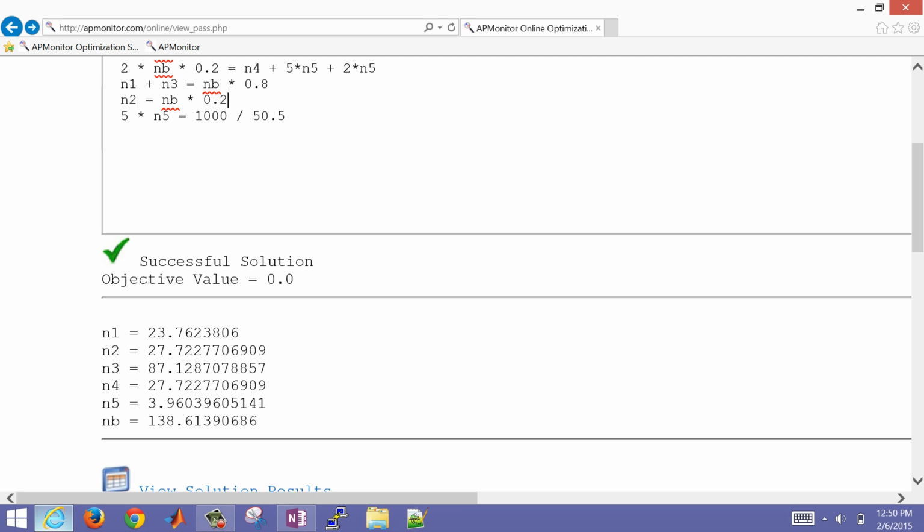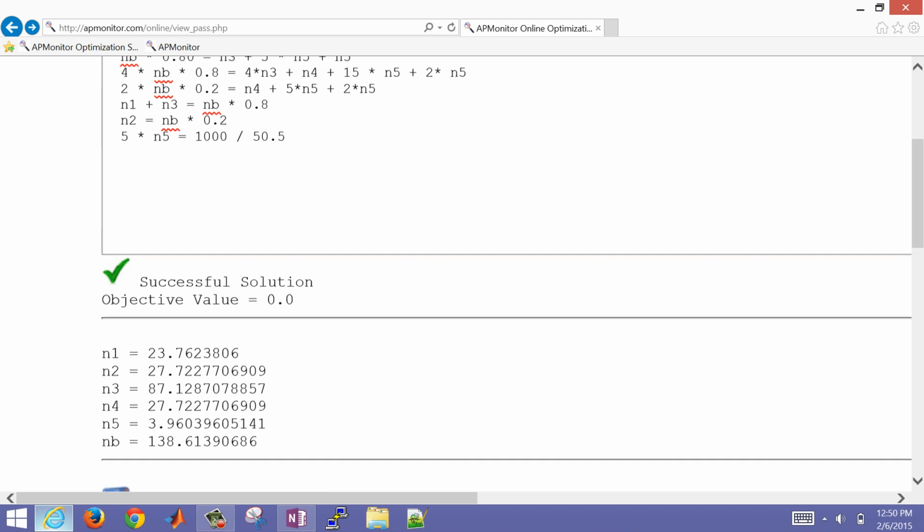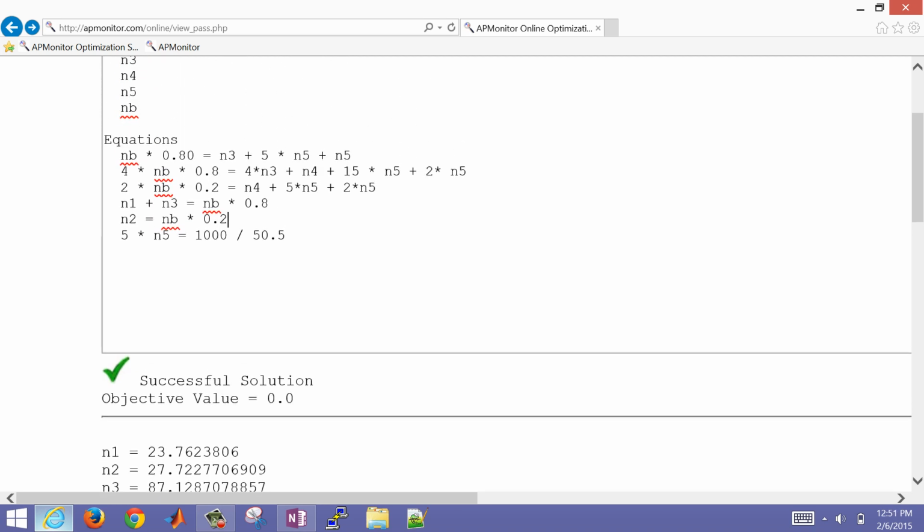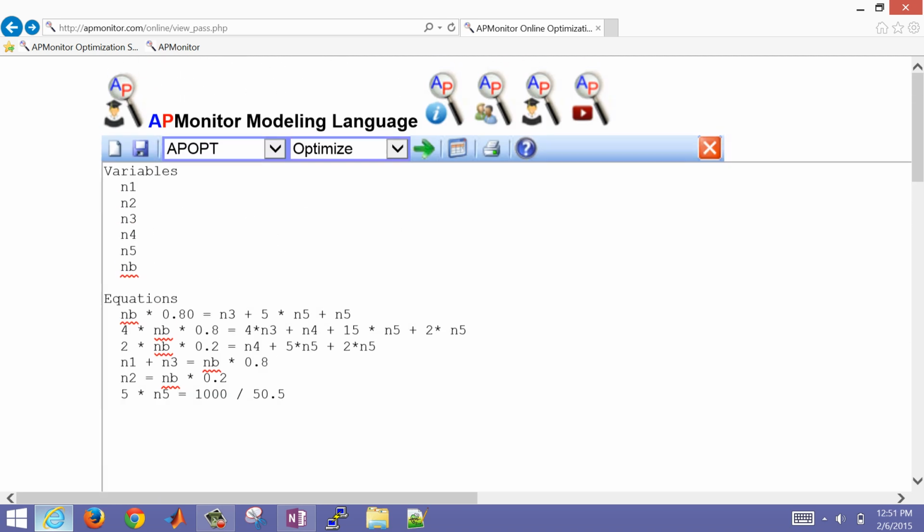That's going to be in kilomoles or kilogram moles per hour. Before I had a basis of 100 gram moles per hour, so it's quite a bit more, about 1,000 times more than we had originally assumed for our basis to be able to get that production flow rate. So that concludes this example.